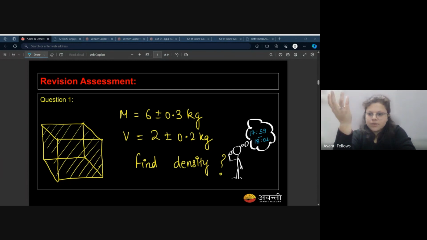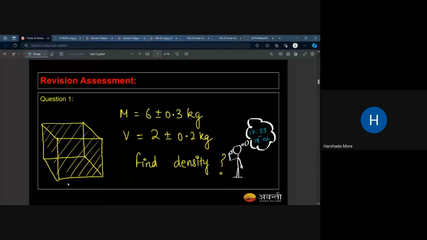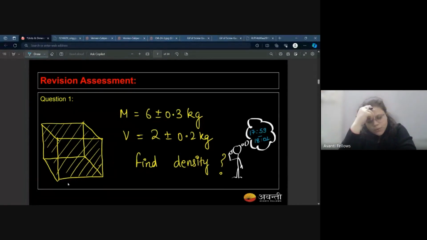So anyone? Okay, Harshda. Anyone else? No? Okay, Harshda, continue, please. Ma'am, can the answer be in the fraction or do I have to calculate in decimal? No, fraction would be okay.